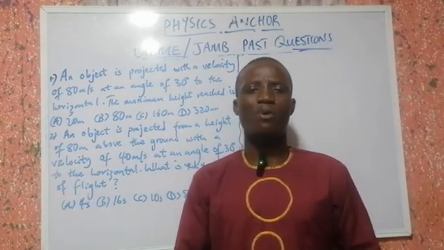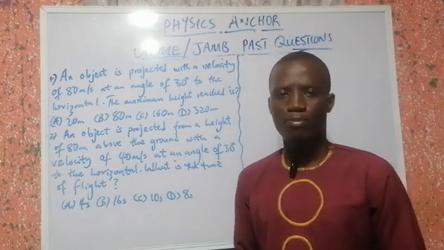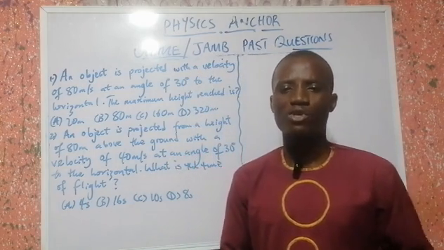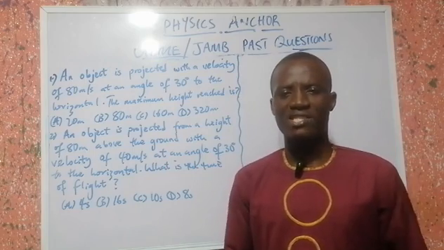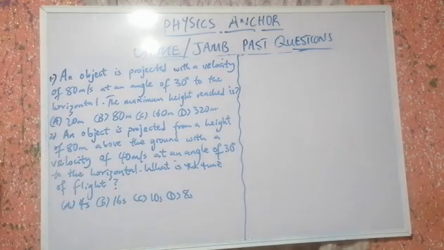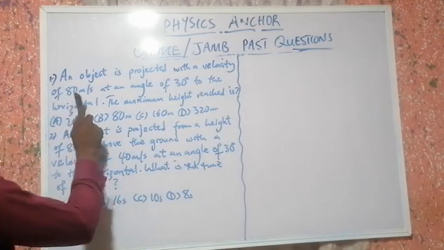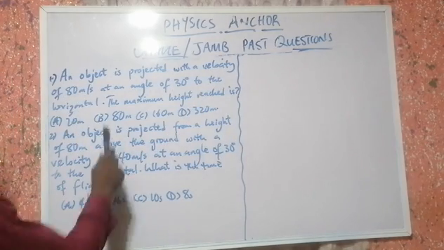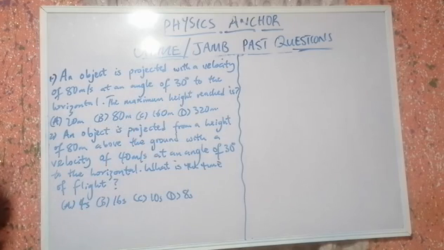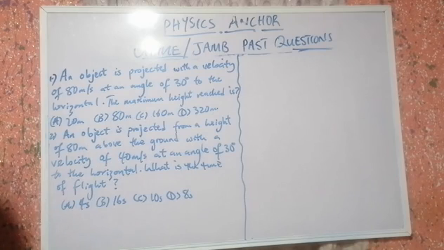Today we'll be solving some past questions in our JAMB past questions under projectile. We have just two questions on the board. Let's get started. The first question reads: an object is projected with a velocity of 80 meters per second at an angle of 30 degrees to the horizontal. The maximum height reached is dash. So they want us to calculate the maximum height.